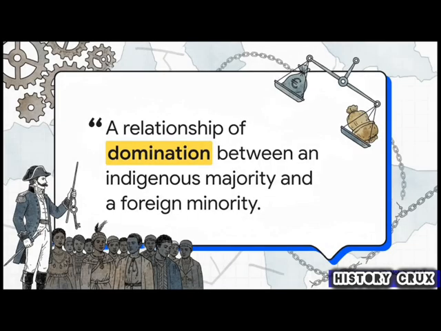The historian Jürgen Osterhammel gives us a really clear structural definition. He just boils it down to the essential power dynamic. He says it's a relationship where a small, foreign minority makes all the important decisions for an indigenous majority. And of course, those decisions always serve the interests of that foreign power.